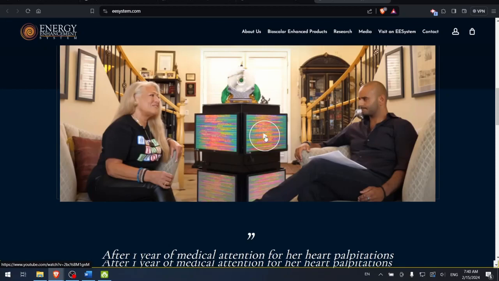Or they have the EE Cube, which is what I showed on that first page, which is just like a little pillar. So here's a picture of it, just a little black pillar with these monitors around the outside. And that starts at $15,000.